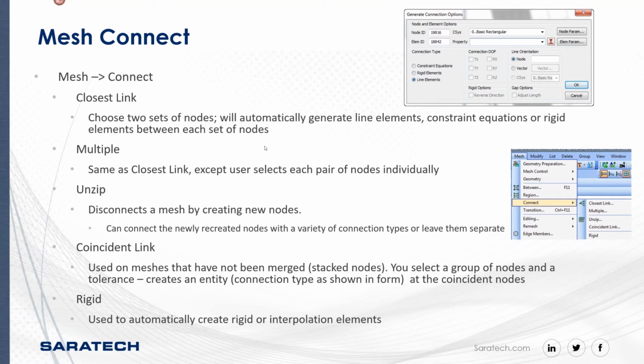Unzip will pull coincident nodes apart, and while you pull them apart, you have the ability to create line elements between them. Coincident link is if you have unzipped nodes, so nodes that are coincident, you can connect them with a line element right there on the fly. And then rigid allows you to, we'll say, graphically unselect legs of a rigid element, or add legs to a rigid element. It's more like a graphical picking method using that rigid. And I should be able to show that.